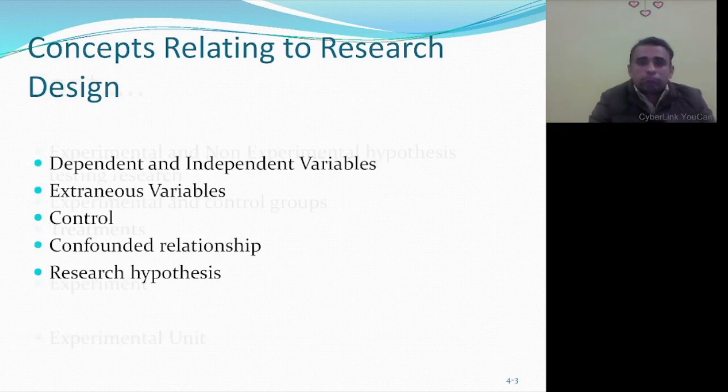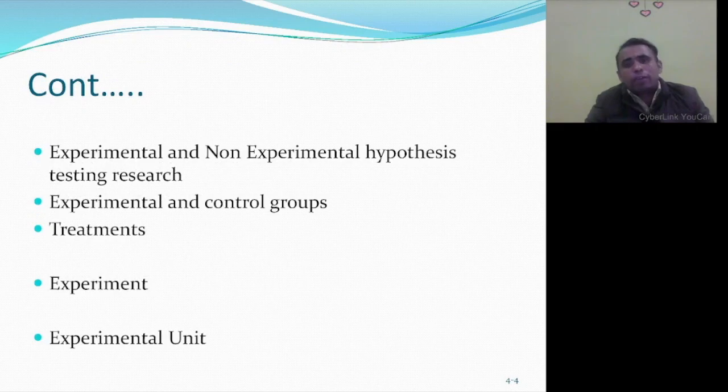So next one is experimental and non-experimental hypothesis. When the purpose of the research is to test a research hypothesis, it is termed hypothesis testing research, and it can be of experimental design or of non-experimental design. Research in which the independent variable is manipulated is termed experimental hypothesis testing research, and research in which the independent variable is not manipulated is called non-experimental hypothesis testing research.